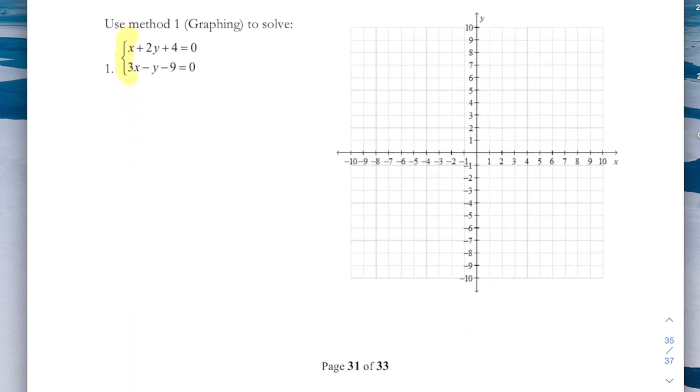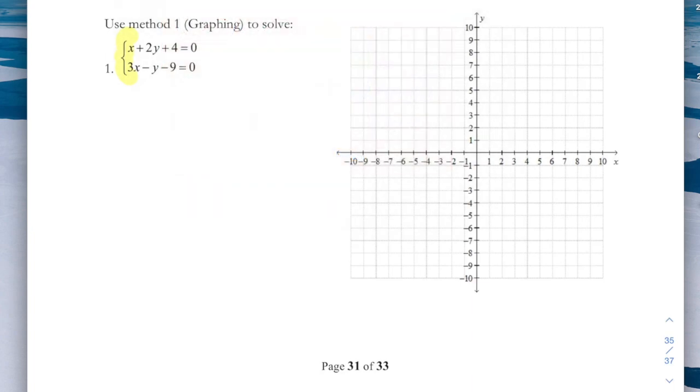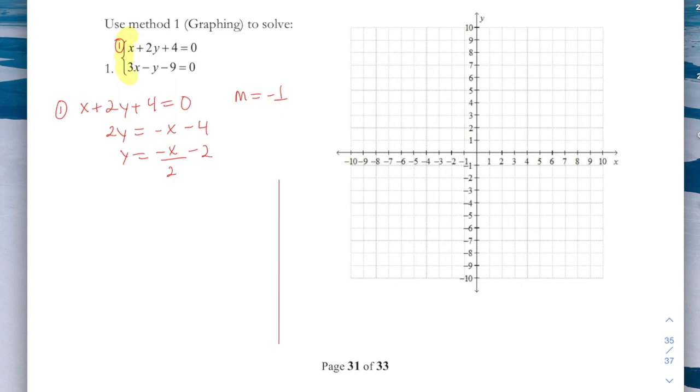So we have two lines here, and we want to graph them both on the same axes. If you recall in previous lessons, I'm going to call this line 1. The best way to graph a line, probably the easiest way, is to put it in y equals mx plus b form. So here I know that my slope is -1 over 2, and my y-intercept is 0, -2.